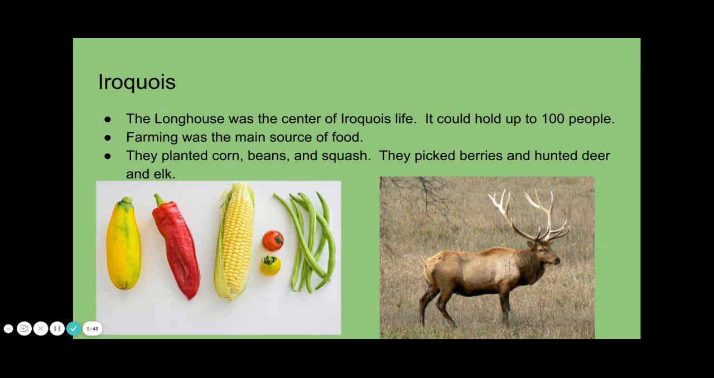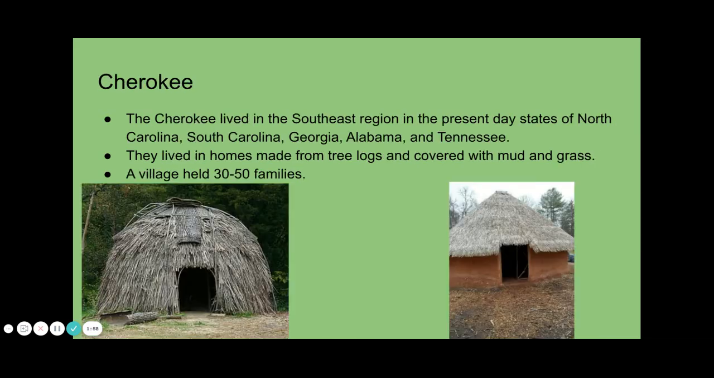The Longhouse was the center for Iroquois life. It could hold up to 100 people. They farmed. That was their main source of food. They planted corn and beans and squash. They picked berries, okay? But they also did hunt deer and elk.